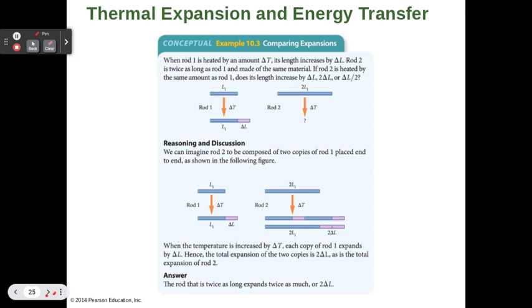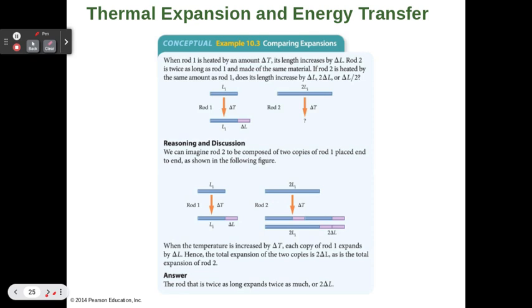So when rod 1 is heated by a certain amount, change in T, its length increases. So we have a change in the length, delta L. Rod 2 is twice as long as rod 1 and is made of the same material. If rod 2 is heated by the same amount as rod 1, does the length increase by delta L, 2 delta L, or delta L divided by 2?